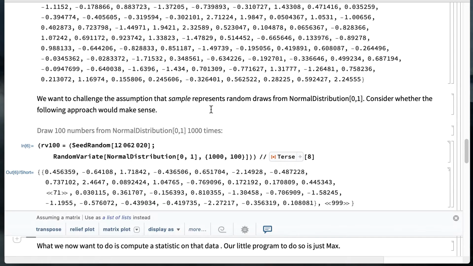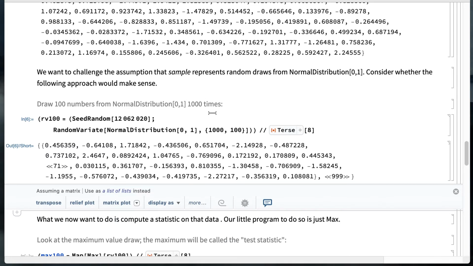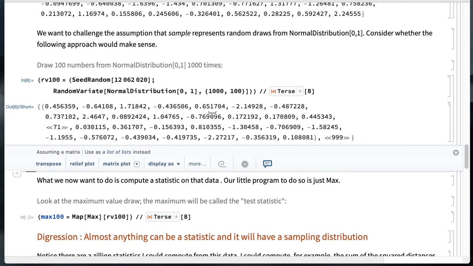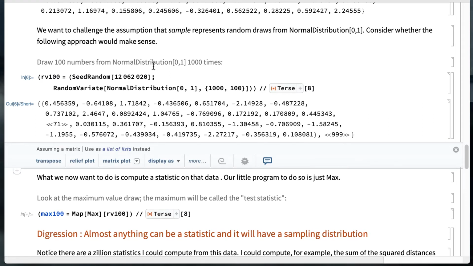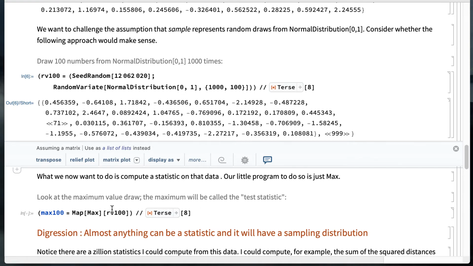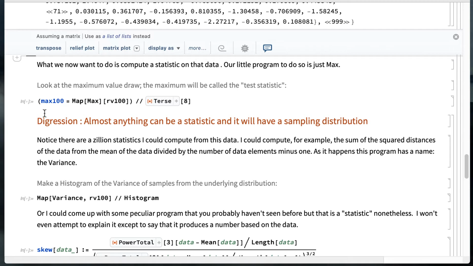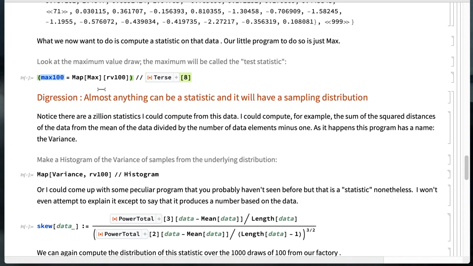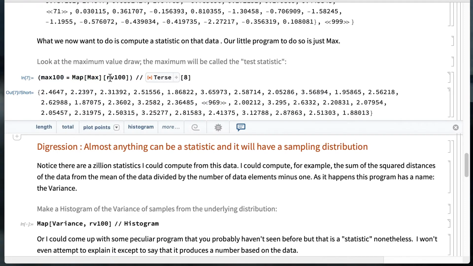Good. Okay, so now what we want to do is compute a statistic on that data. We're going to take each set of 100 and find the maximum of it. So we're going to map the maximum function over this big array of numbers. Again, we're going to truncate the output so we only see 8 lines of it, and I'm going to assign that value to max100. Okay, so there we are. We have 1,000 different maximums that came from our draw of 1,000 different examples of 100 numbers.